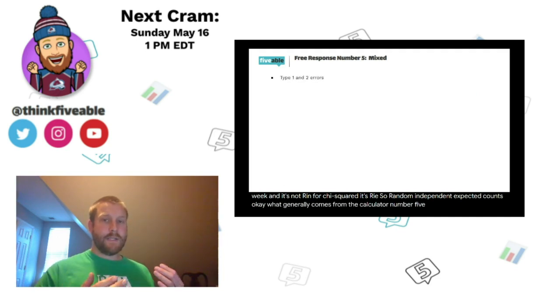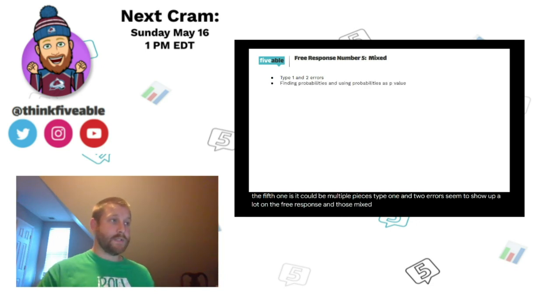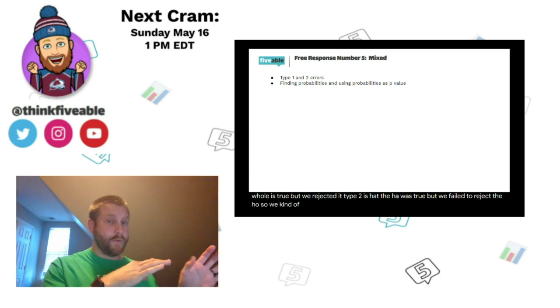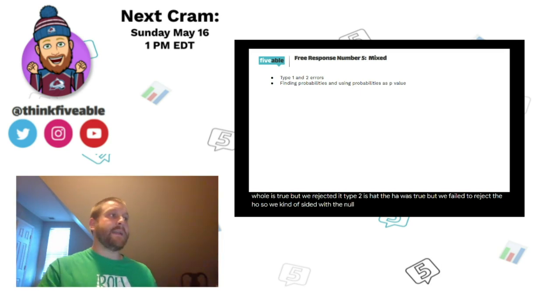The 5th one, it could be multiple pieces. Type 1 and 2 errors seem to show up a lot on the free response in those mixed portions. Remember H-O-T, H-A-T. Type 1 is HOT: the Ho is true, but we rejected it. Type 2 is HAT: the Ha was true, but we failed to reject the Ho, so we kind of sided with the null.